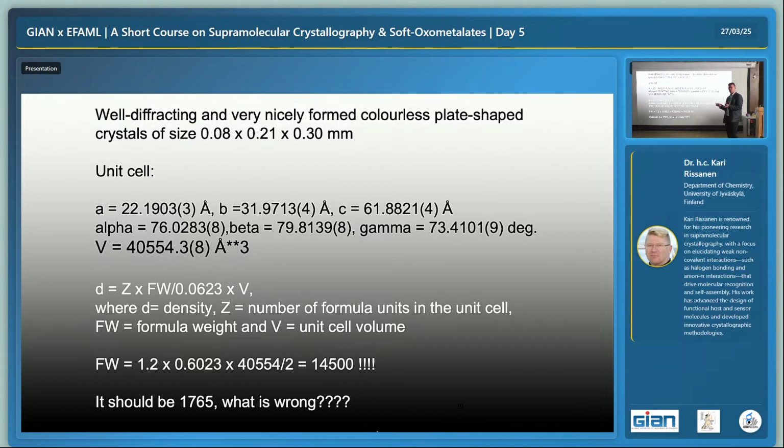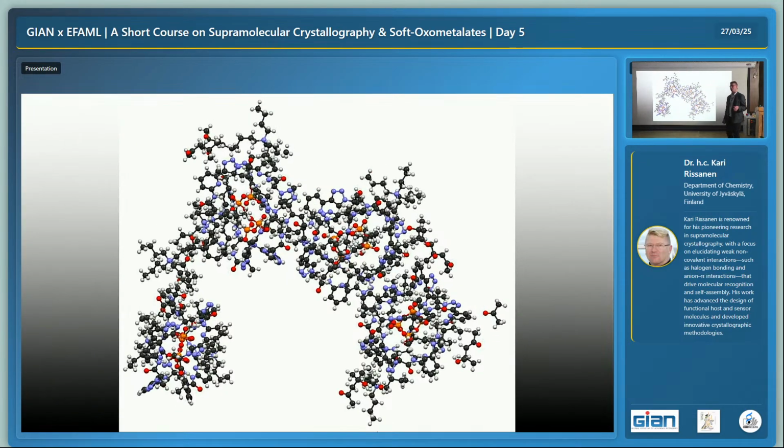How is this possible? How can it be? Because we have this, which would be 1,700. How can it be 14,000? Something must be wrong. But the point in there is, now, turned out to be that it was a very good crystal. I could solve the structure, and these are all the atoms which are there. So it was not one single molecule there. It was a big group of things. So what is this? This is actually a constitution of this type with a molecular weight of nearly 13,000.